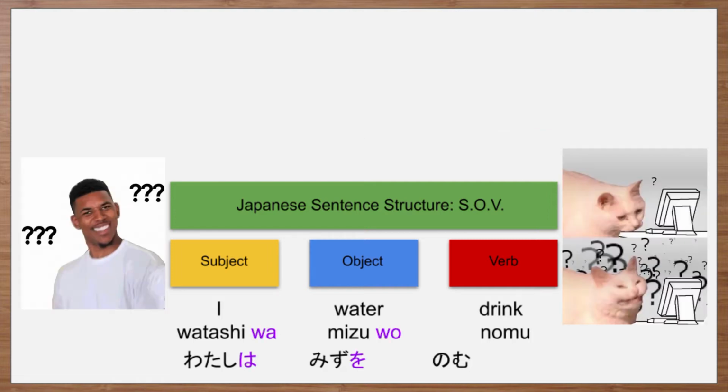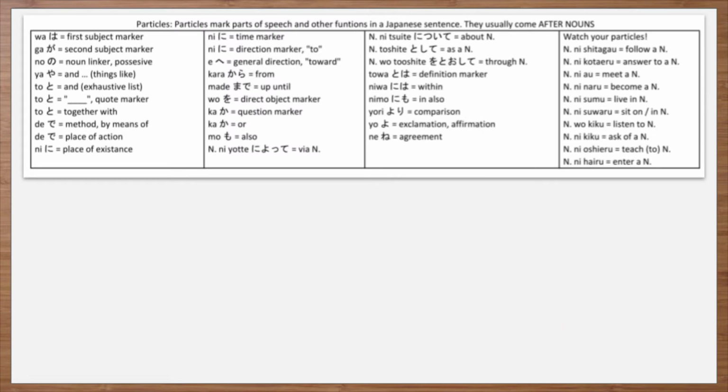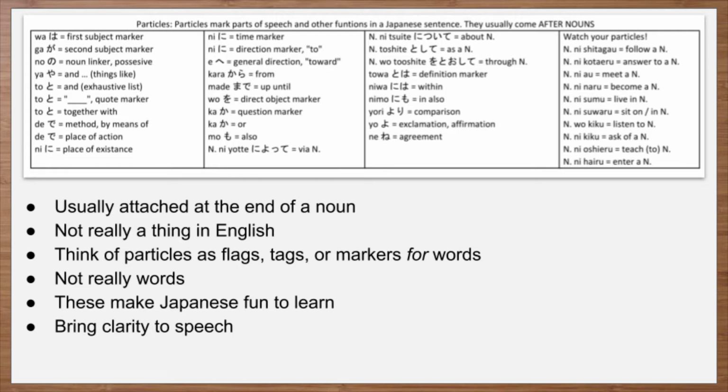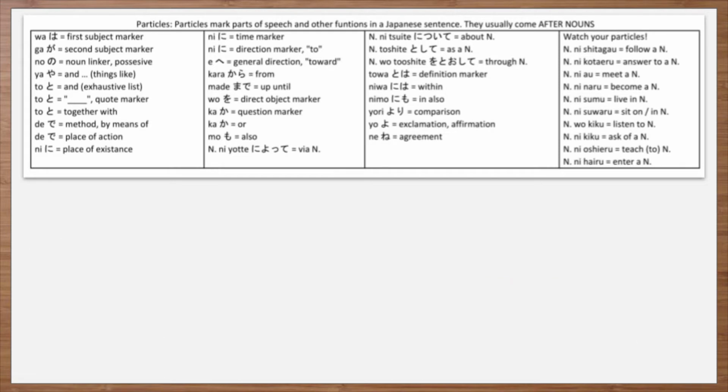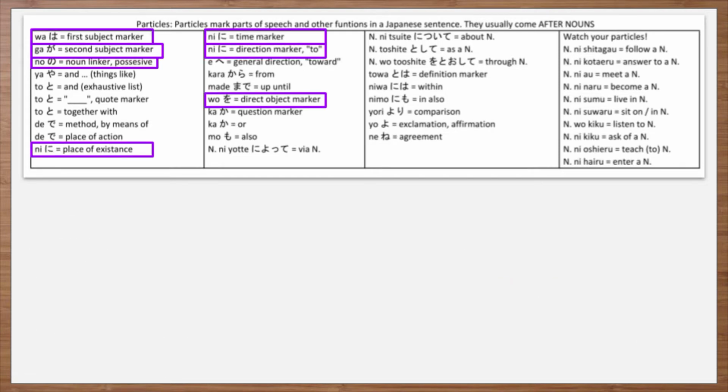What are these? Where did these sounds come from? These are called particles. On your grammar card, you have a short guide to some common particles. They are typically attached to the end of nouns, and we don't really have these in English. I like to think of them as flags, tags, or markers for words, but aren't really words themselves. Kind of like speaking your grammar. I, the subject, water, the object, drink. I think these are what make Japanese fun to learn, and they bring clarity to speech. In this video, we will cover these particles. This will be just enough to start making basic sentences.